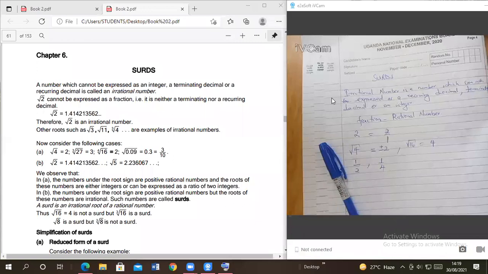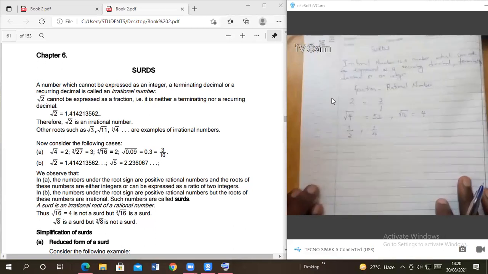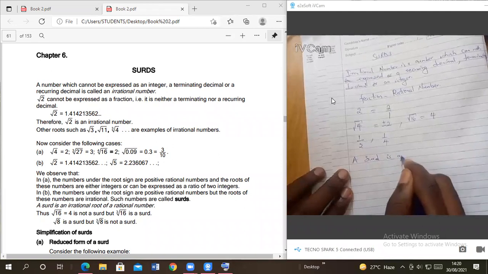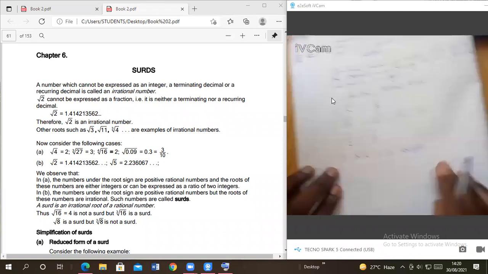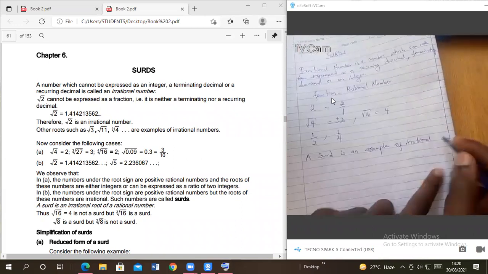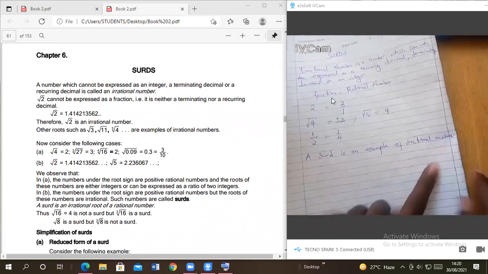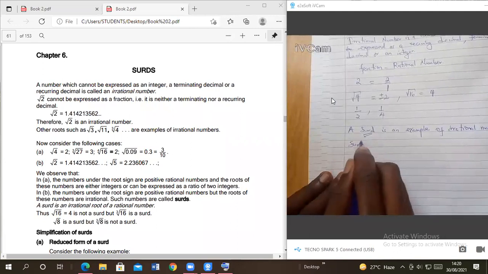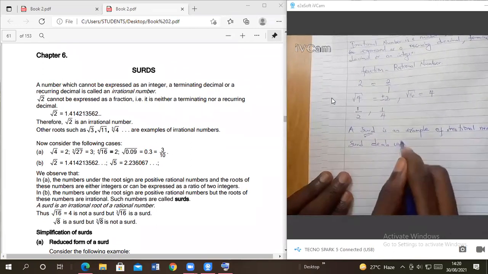Now, surds fall under the class of irrational numbers. A surd is an example of irrational numbers. But for surds we shall be dealing with roots. For surds we deal with roots. Surds deal with what?